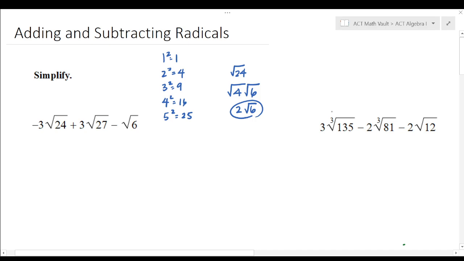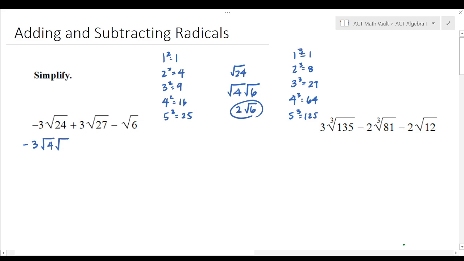And then because I have cubes going on over here, let's write out all the cubes. Okay, so 2 cubed is 8 because 2 times 2 times 2 is 8. 3 times 3 times 3 is 27. 4 times 4 is 16 times 4 is 64. And I'll stop at 5. 5 cubed is 125.